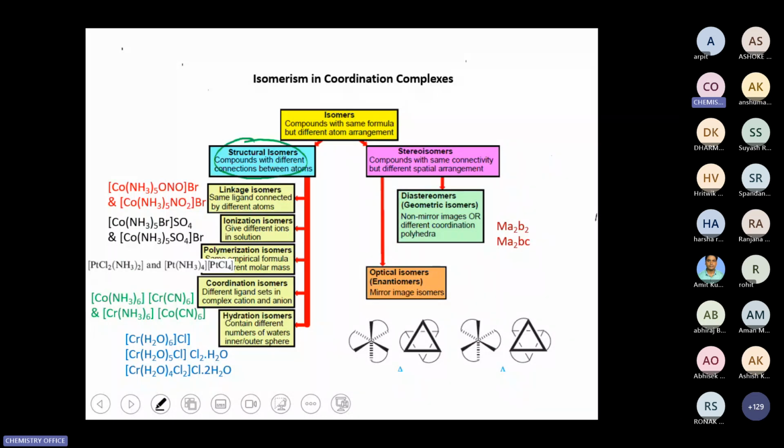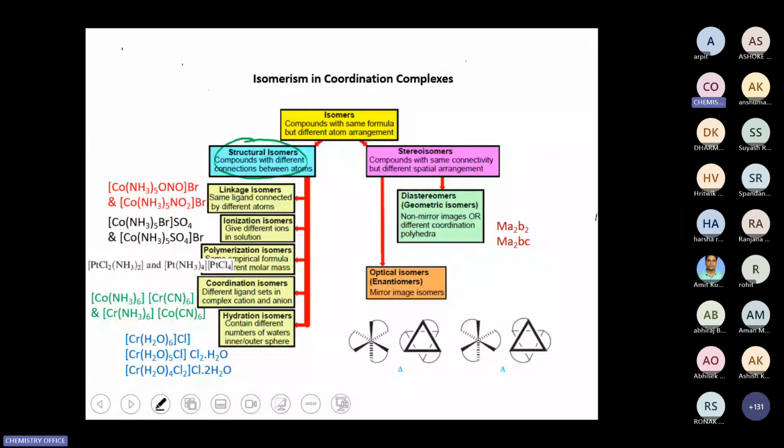Now, there may be several types which can come under this category. The first one is linkage isomerism. Linkage isomerism means the same ligand links to the metal ion through different atoms. So it is also called an ambidentate ligand, for example a molecule like this one, cobalt NH3 NO2 Br. I am telling the second one first because that is the common form.